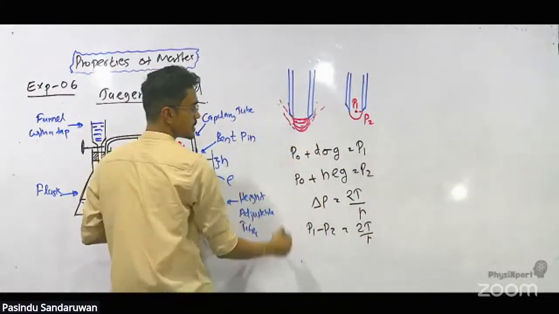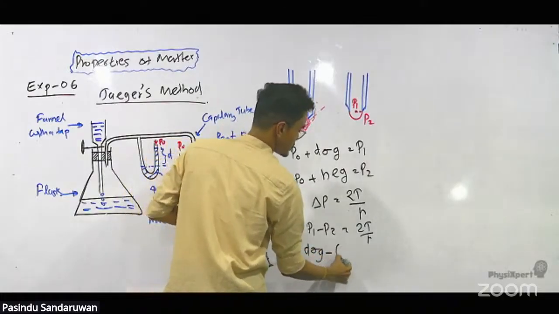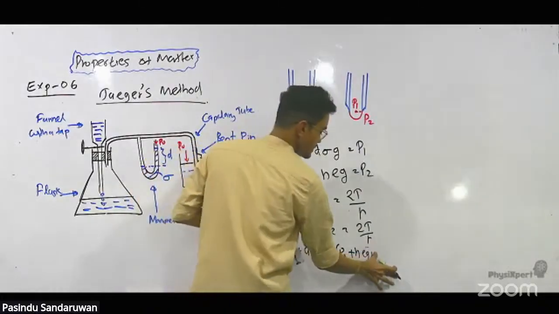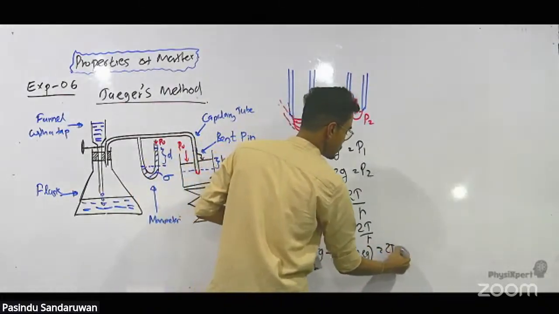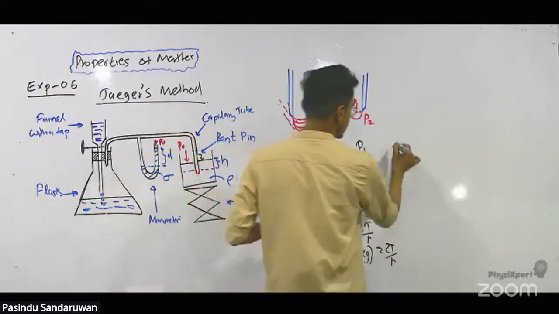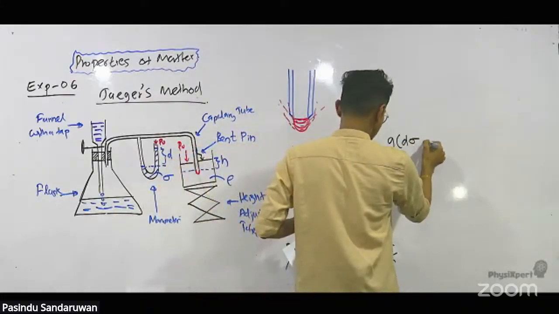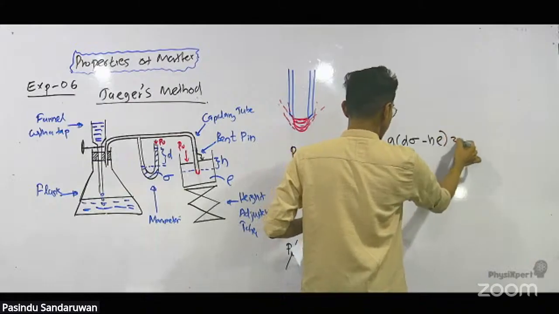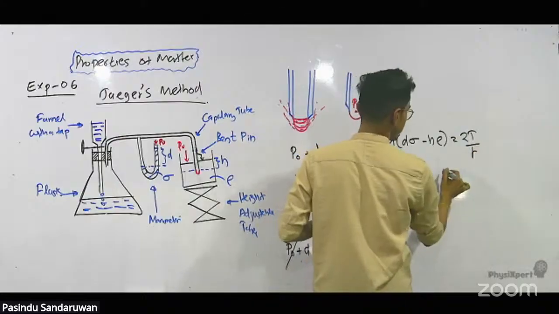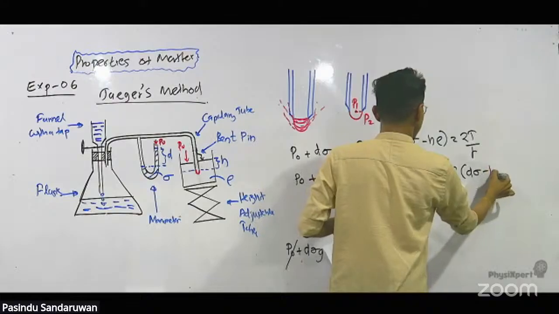P1 is here: P naught plus d sigma g, minus P naught plus H rho g, equals 2T over r. P naught cancels. g is common. Then d sigma minus H rho equals 2T over r. Then T is given by g r over 2 times (d sigma minus H rho).